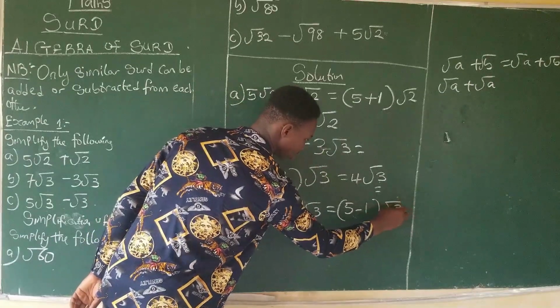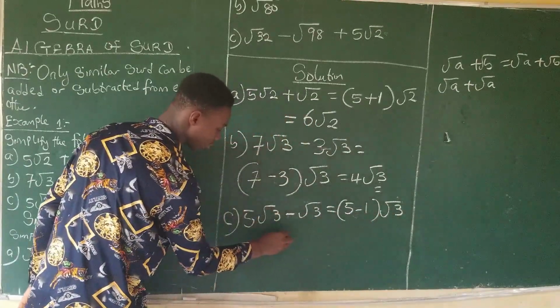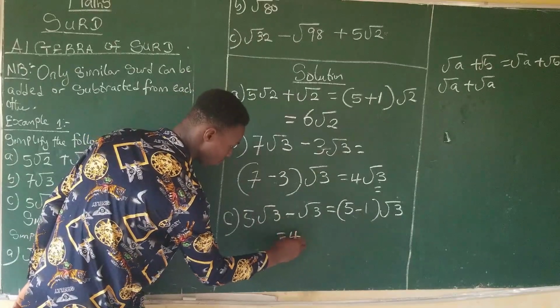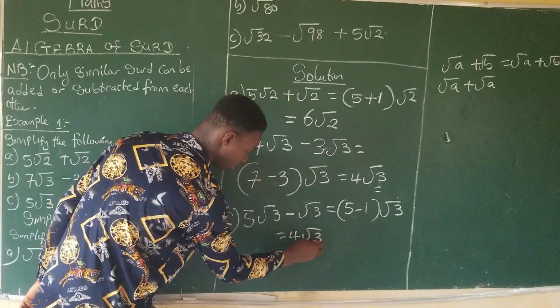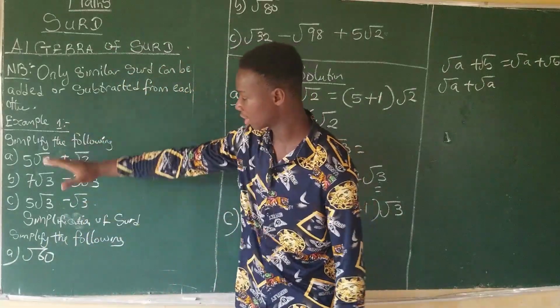Write it out as root 3. So subtract 5 minus 1. Your final answer from here becomes 4 root 3. So that is all concerning this first segment of it.